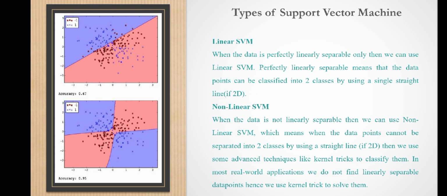Types of support vector machines. There are two types of support vector machines. One is linear support vector machines and the other one is non-linear support vector machines.